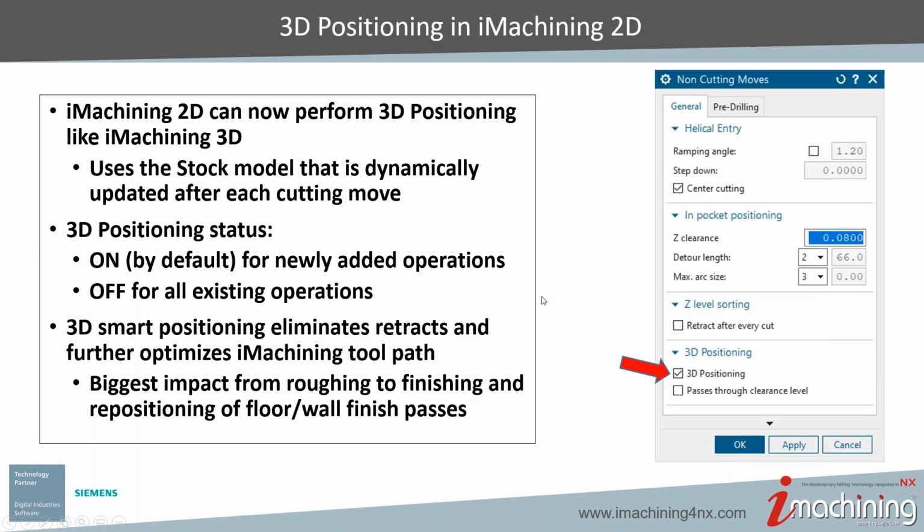Along with the feature recognition, we also added the option for 3D positioning in iMachining 2D. So iMachining 2D now has the ability to do smart retracts and repositioning while keeping the tool down. And this is using the updated stock, or as it's called in NX, the IPW.